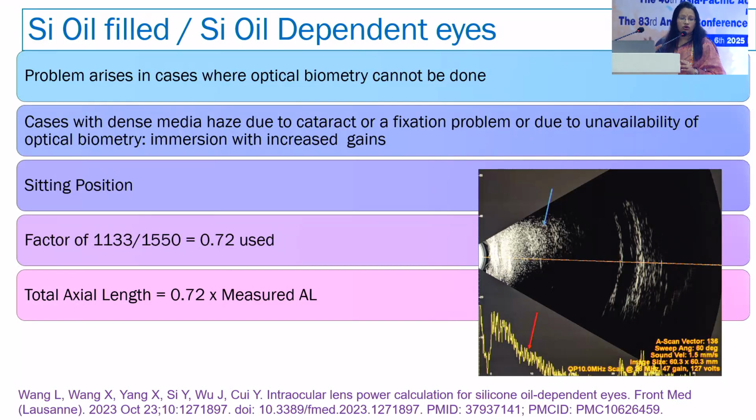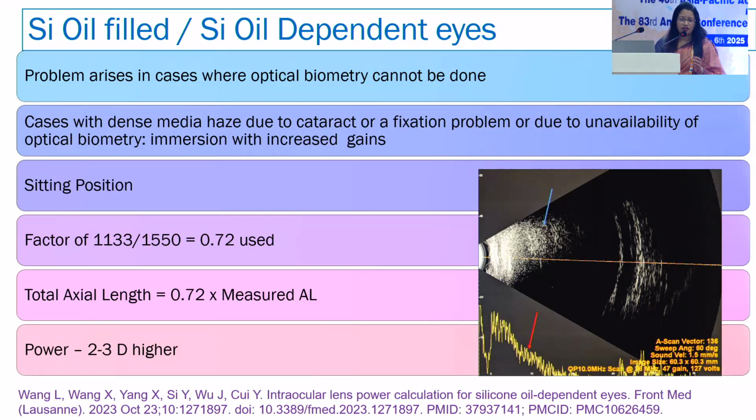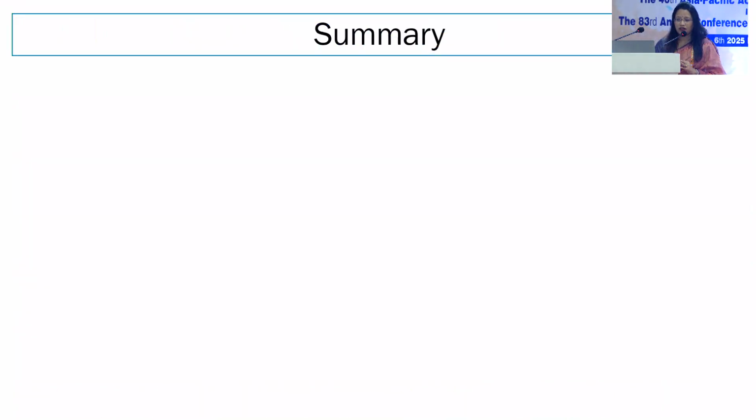Similarly, if the silicone oil used has a viscosity of 1000 centipoise, then you need to take the sound velocity of 980. So you will be dividing 980 by 1550, and that would be multiplied with the measured axial length to get the correct axial length. You need to aim for a higher power of 2 to 3 diopters in these eyes which are silicone filled.